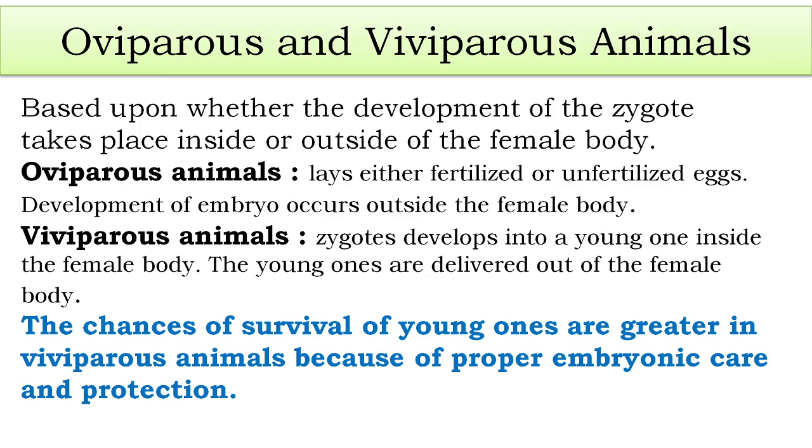Right, those animals who give birth to live young ones are called viviparous animals. So the young ones are delivered out of the female body.